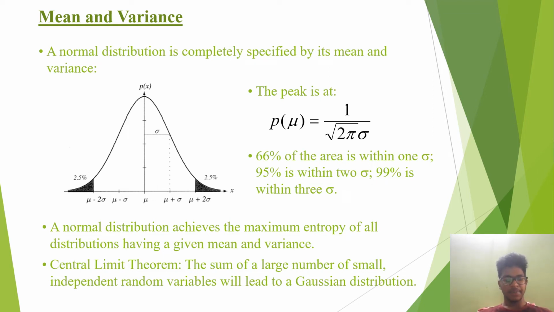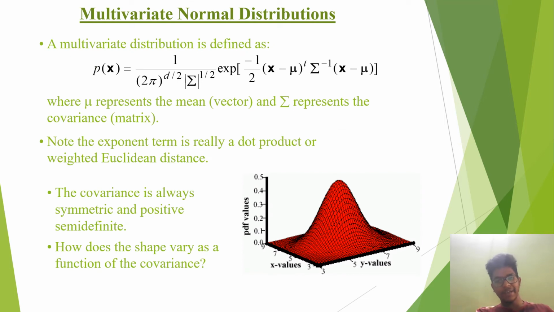Central limit theorem. The sum of a large number of small independent random variables will lead to the Gaussian distribution. The multivariate normal distribution is defined as follows, where mu represents the mean vector and sigma represents the covariance matrix. Note the exponent term is really a dot product or weighted Euclidean distance.